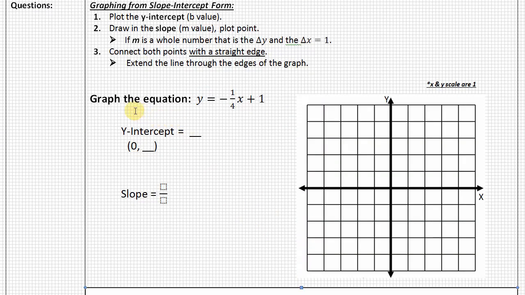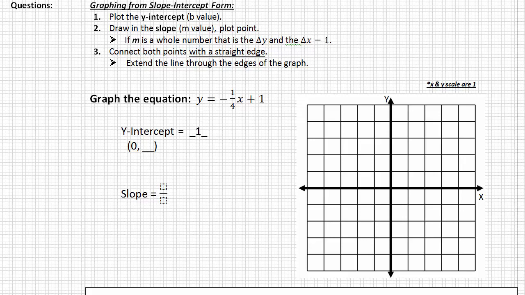So here we're being asked to graph the equation y equals -1/4 x plus 1. So our steps tell us that the first thing we want to do is plot the y-intercept. So we have to be able to identify from this equation what our y-intercept is. Remember, in slope-intercept form, y equals mx plus b. b represents the y-intercept, and it is the part of the equation that stands all by itself. So this plus 1 is going to be our y-intercept.